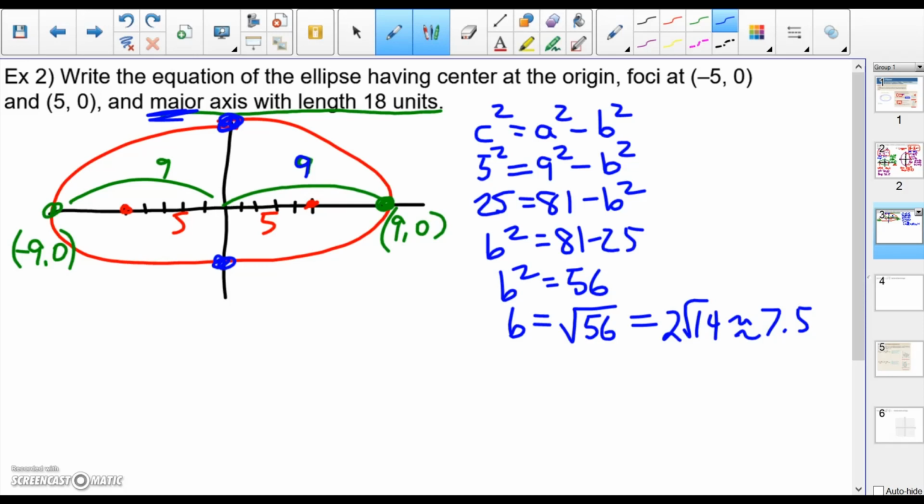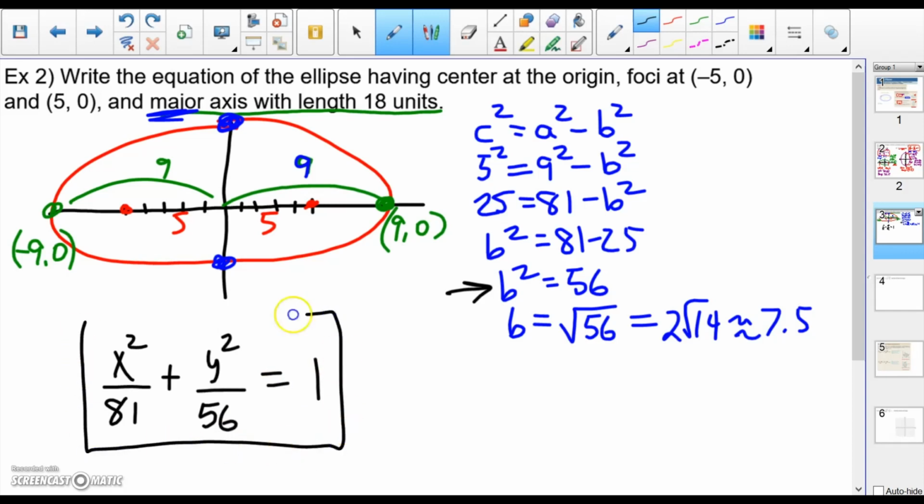But what I need, I guess, for my equation is the b squared value. Remember, your formula says x squared over a squared. a was 9, so square it. Plus y squared over b squared. Well, b squared is 56, equals 1. And that's it. There's your equation. So you had to use that equation, c squared equals a squared minus b squared, to find your missing pieces, and then you've got it.